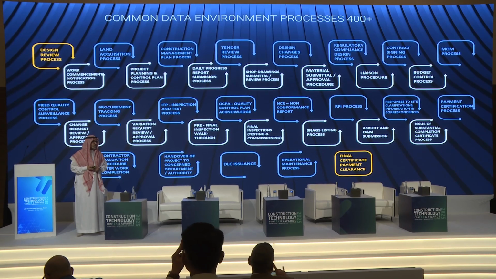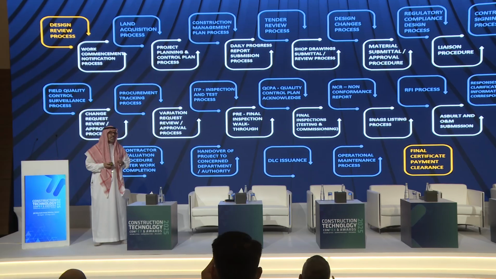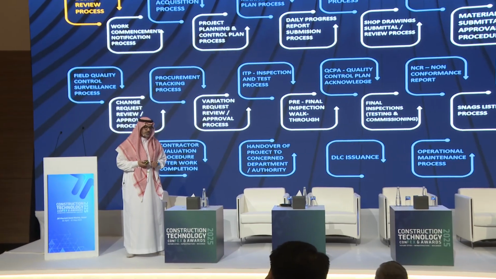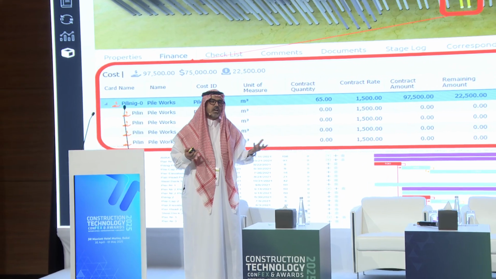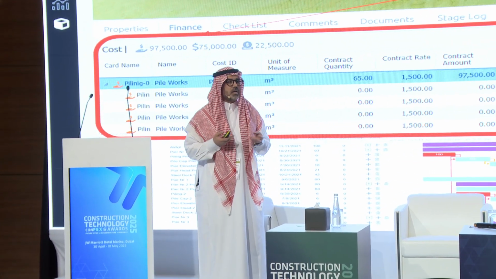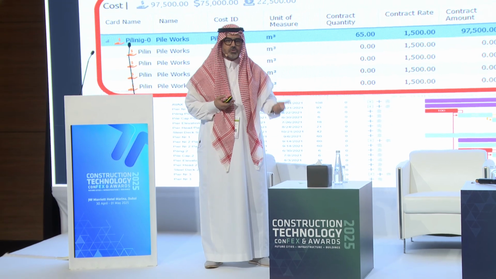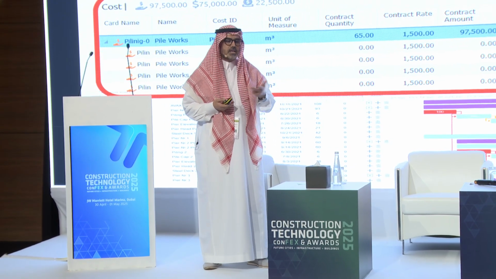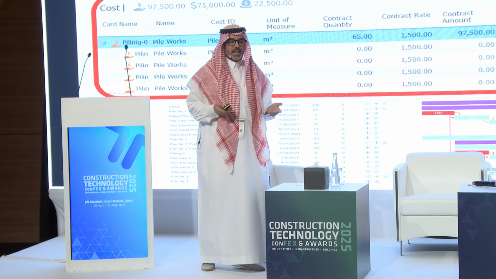The experts around the world have calculated more than 400 processes that we need in any simple project. This is what we like to see as project managers: everything on one page. For example, here we have the bill. We can see how much it costs, what the progress is, who's involved, and everything. So this is what we'd like to see, and hopefully we can.